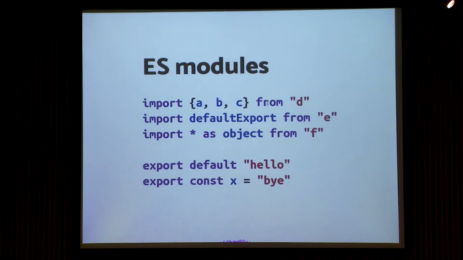So if you do star as something from a module, you get an object-like thing. Export is just a new keyword that can be put in front of function, class, and variable definitions to export them, and there's export default to create a default export.